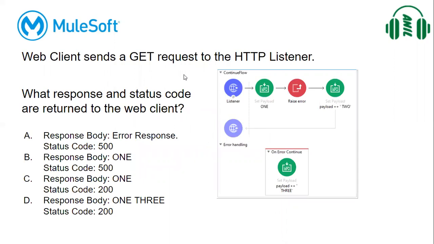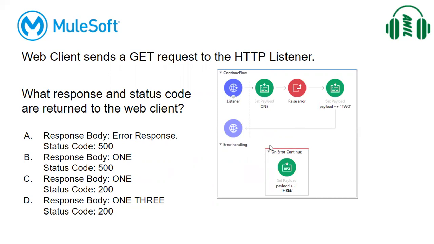Web client sends a GET request to the HTTP listener. What response and status code are returned to the web client? Here we are sending a GET request to this listener, and here we are setting a payload to 1. Here it is throwing an exception, and we are handling this in on error continue, and we are adding 3. This is the major thing we need to observe: either it is on error continue or on error propagate. Based on this only the answer depends.